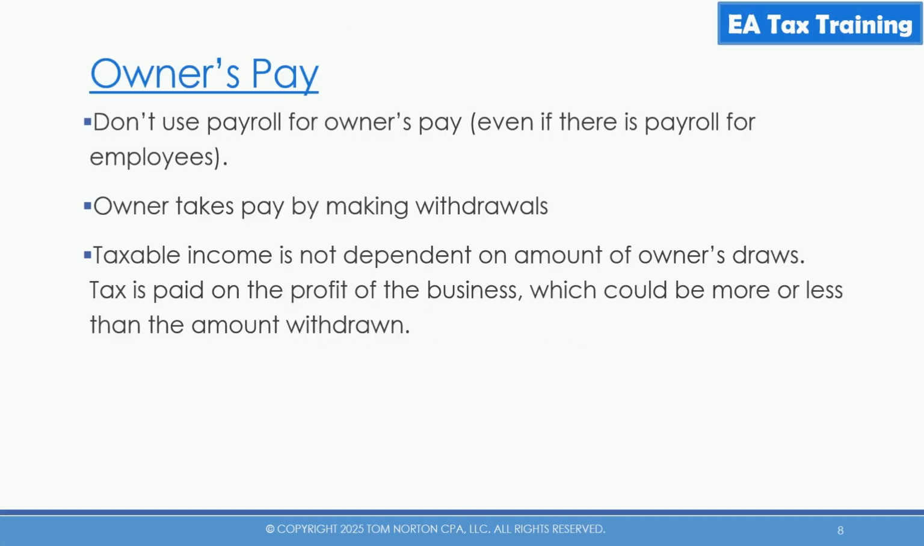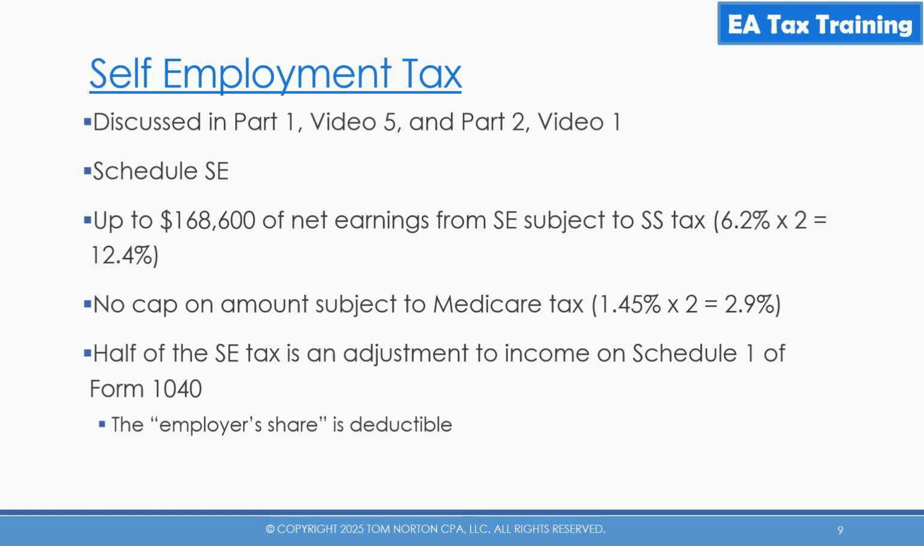Owner pay for a sole proprietorship. The owner is not on payroll. Even if there are other employees who are on payroll, the owner does not go on payroll. Instead, they take their pay by making withdrawals from the business bank account, and their taxable income is not dependent on the amount of those draws. The tax is paid on the profit of the business, whether they take the money out or not. So that profit could be more or less than the amounts that were withdrawn.